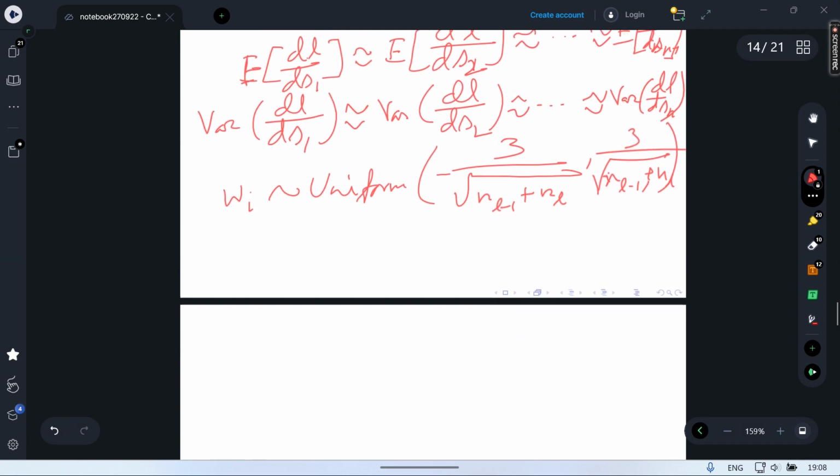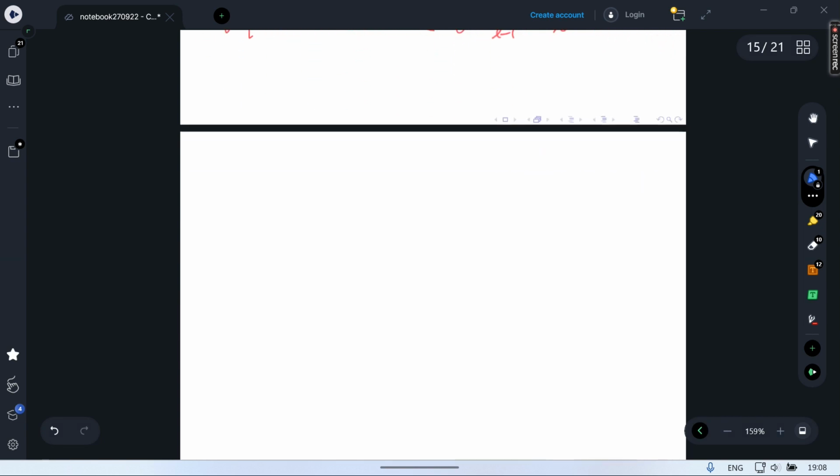Now the third point we were saying is batch normalization. Batch normalization can also reduce exploding and vanishing gradients. How is that possible? See, batch normalization, so you are all familiar with batch normalization, right?